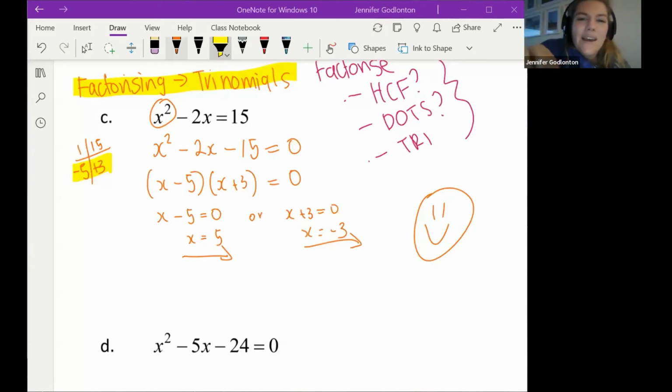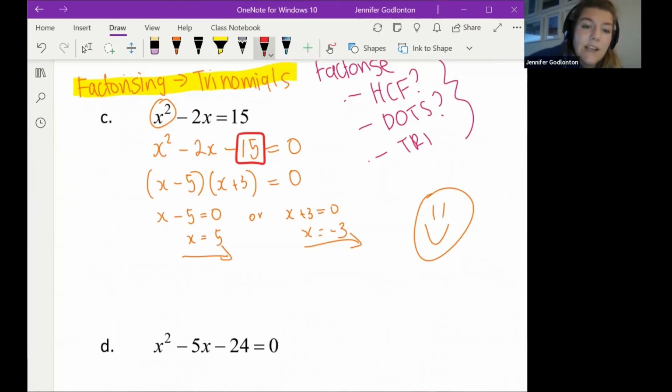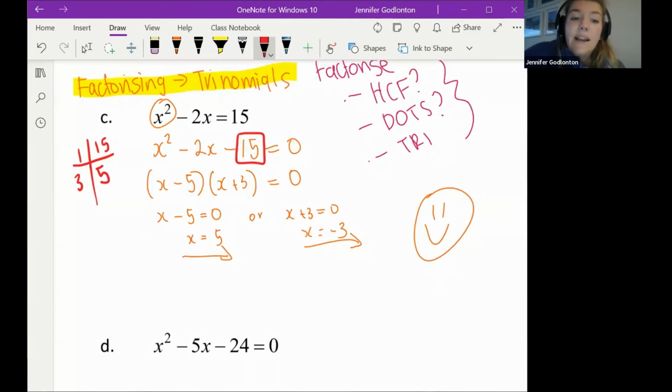Don't panic. When we're looking at trinomials, we take this constant over here and look at its different factor pairs. My factor pairs for 15 would be 1 and 15, because 1 times 15 is 15, and 3 and 5, because 3 times 5 is 15. Then I need to use those factor pairs to get this number over here. I'm trying to get -2. I can get 2 with the 3 and the 5, but I need it to be -2, so I'm going to have -5 plus 3, because -5 plus 3 gives me -2.